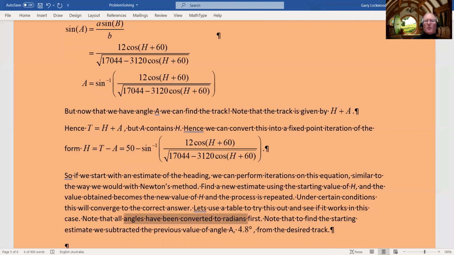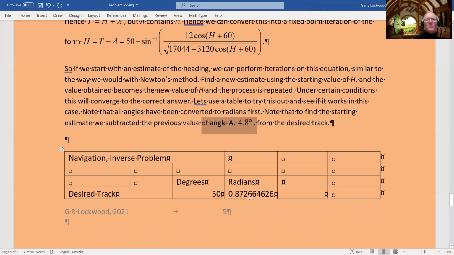So we're not working with H plus 60, we're working with H plus 2 pi over 3. So pi over 3, 60 is pi over 3. And what I've done is, to start off with my initial estimate, I've actually subtracted the previous value of angle A, which was 4.8 degrees, converted to radians.